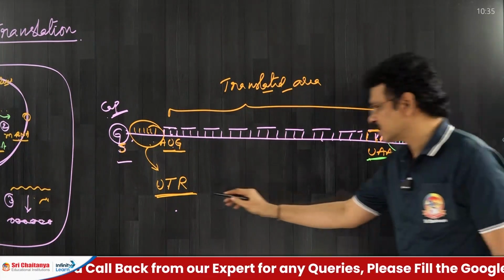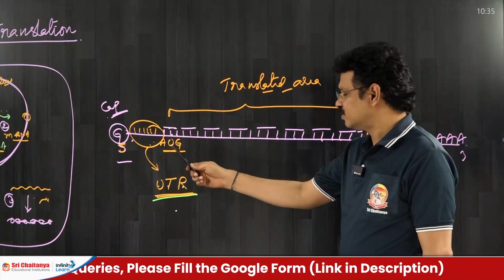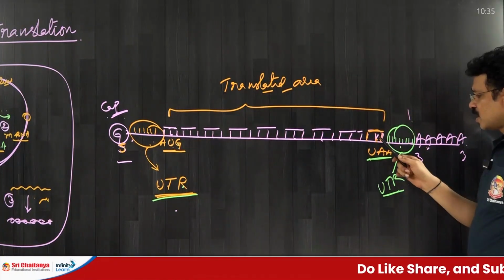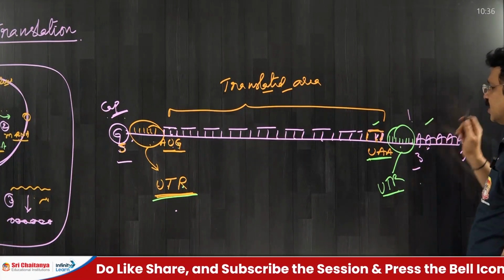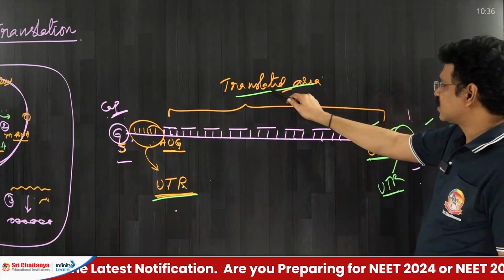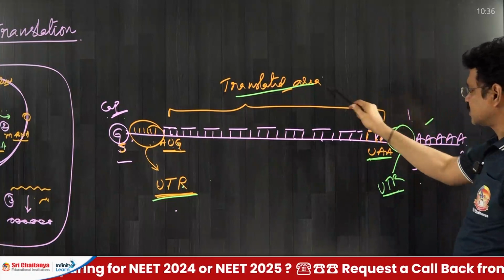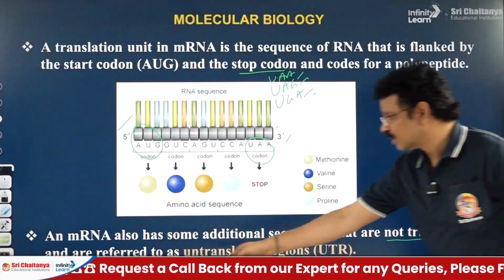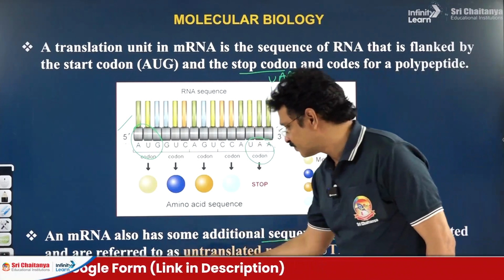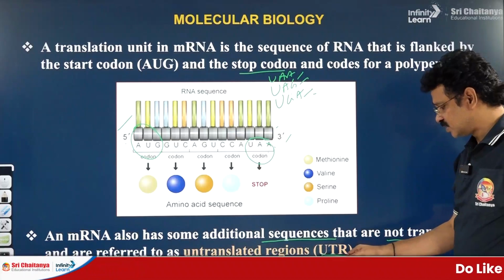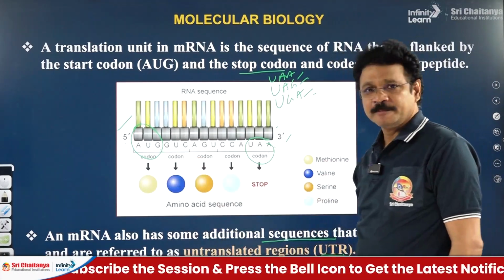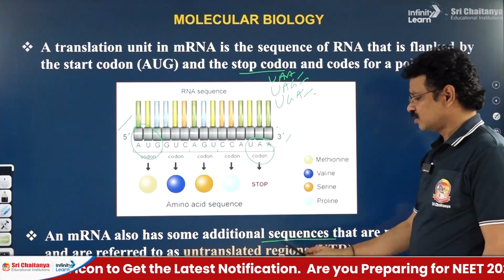So how many types of UTRs are there in total? 2 types of UTRs. One UTR is located between the 5' cap and the start codon. The second UTR is found between the stop codon and the tail area. So the translated area is flanked by 2 UTRs. One end of the translated area is the start codon, the other end is the stop codon. Read the statement: an mRNA also has some additional nucleotide sequences which are not translated and are referred to as untranslated regions, short form UTR. One more question we can construct here. What is the exact location of UTR? Just before the AUG and just after the stop codon, UTRs are present.